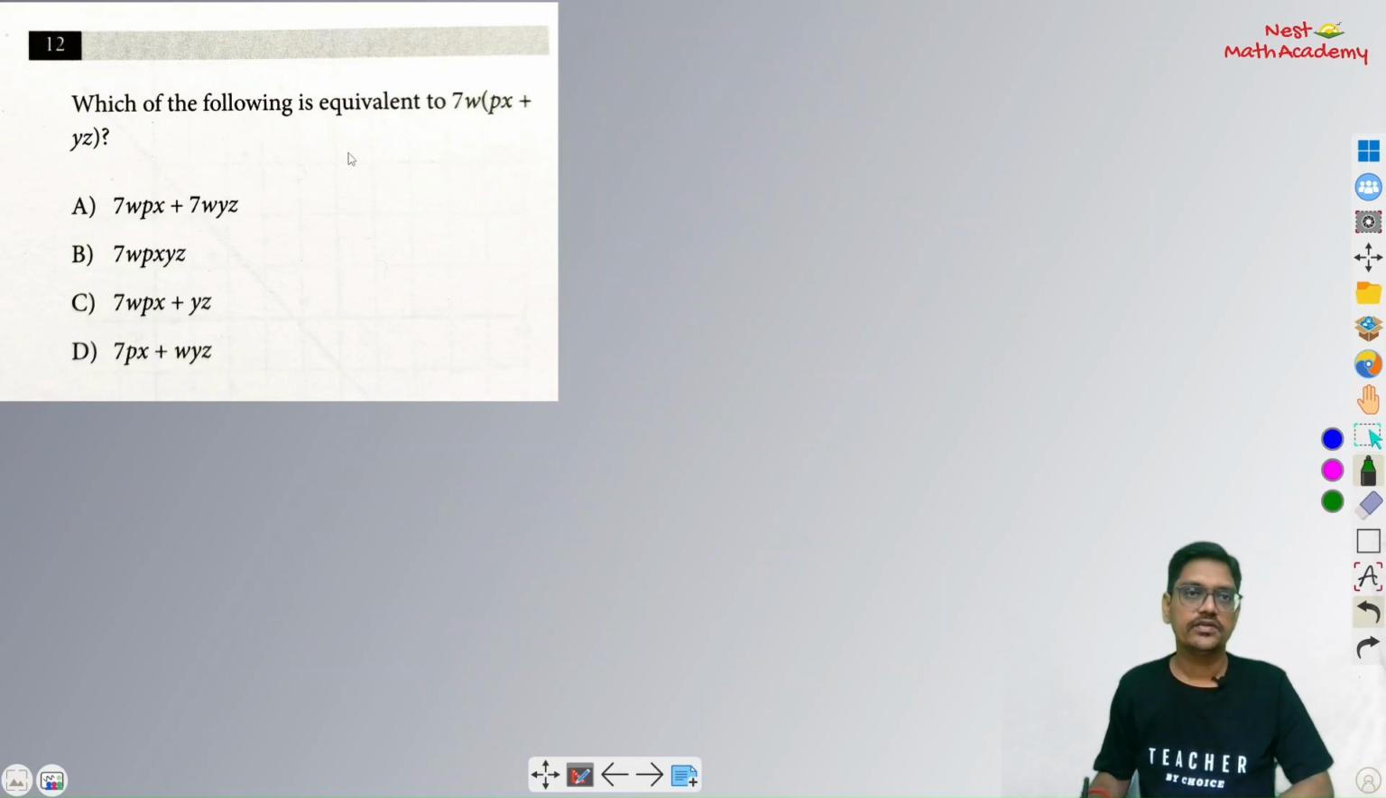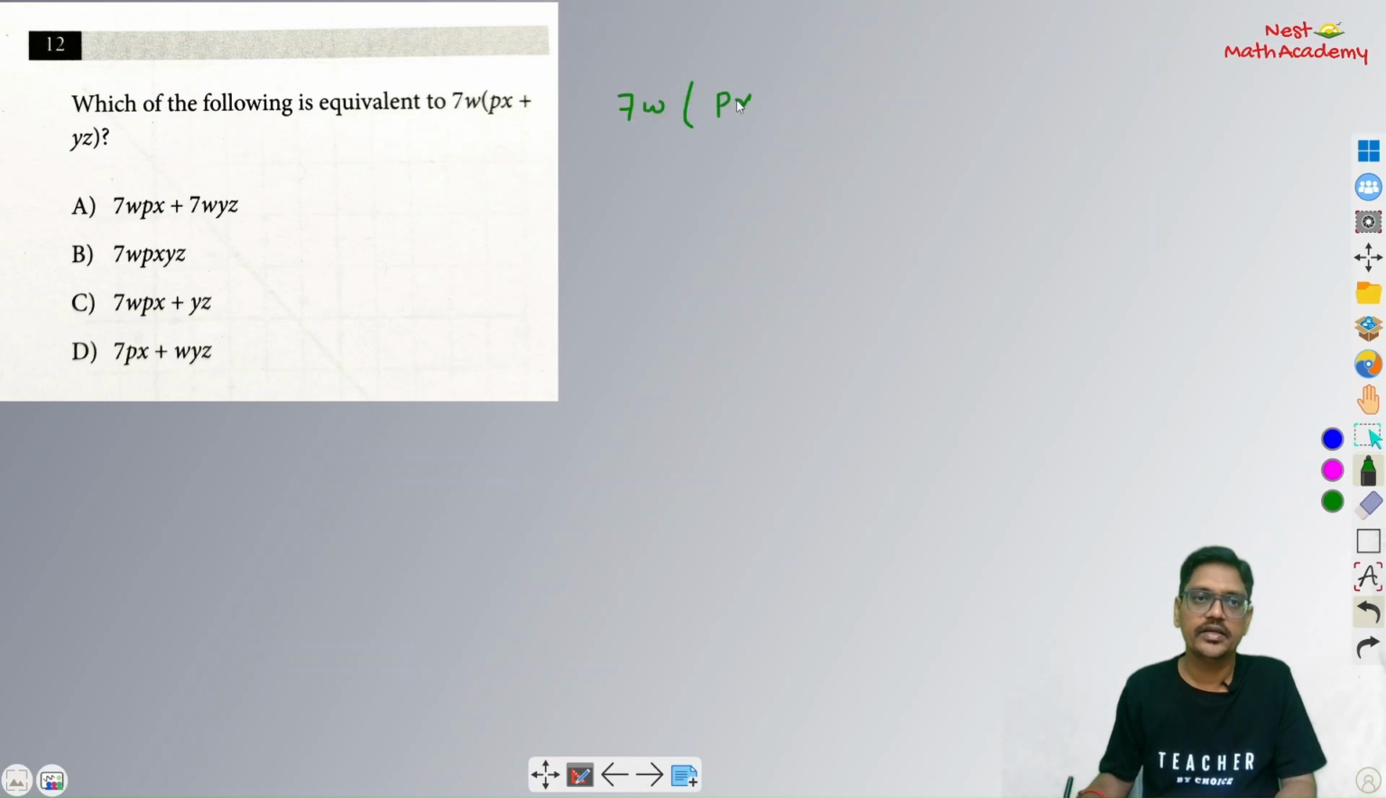Question number 12. Which of the following is equivalent to this? It's a very simple one. As you can see, this is the simple distributive property of multiplication. So this 7w will multiply into the parentheses. So 7w times this, which is 7w into px, 7w px, that's it. And 7w times yz, which is 7w yz, which is option A, pretty straightforward. Okay.